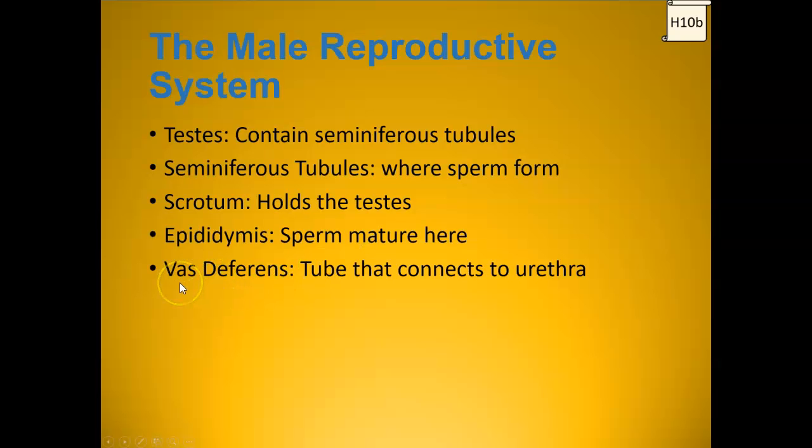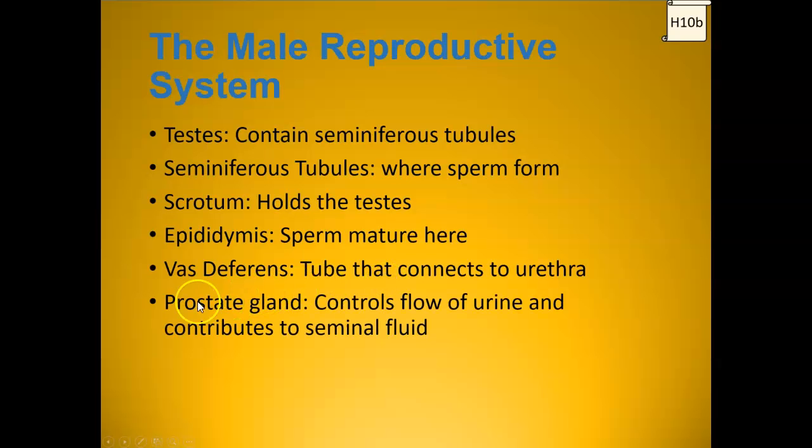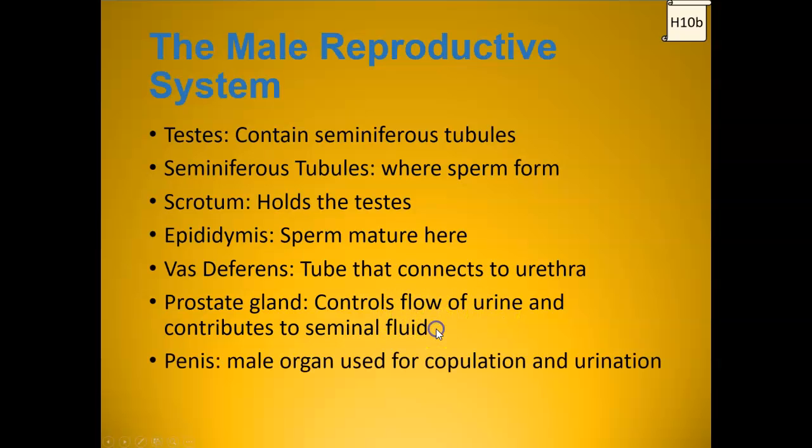And then in order to allow them to get out of the body, there's a tube called the vas deferens that connects the epididymis to the urethra, and we'll look at that in the picture and see where that goes. Males also have something called a prostate gland, and this controls the flow of urine and contributes to seminal fluid, and then the penis. And this is the male organ that's used for copulation and urination.